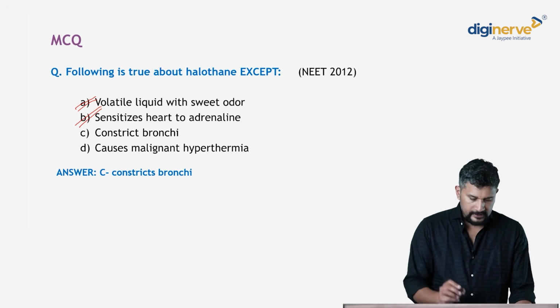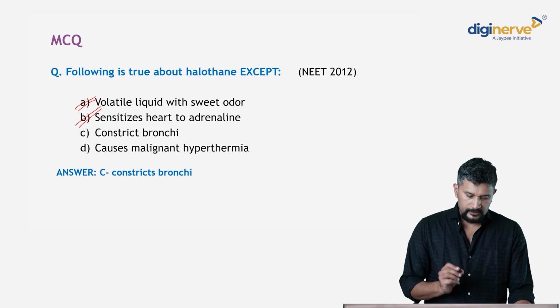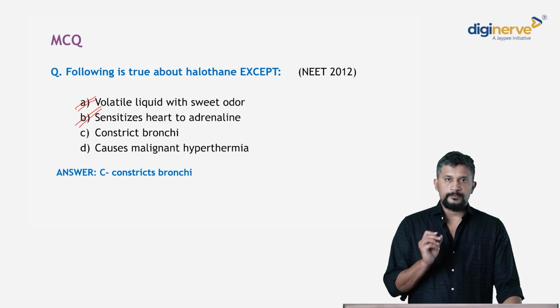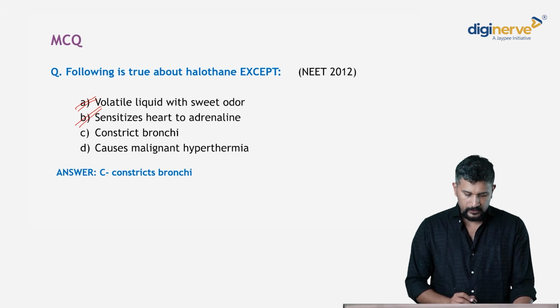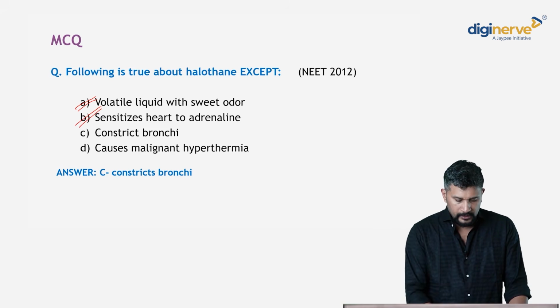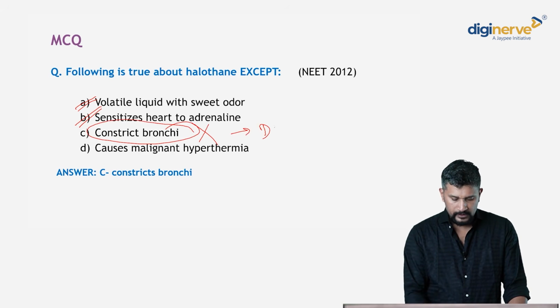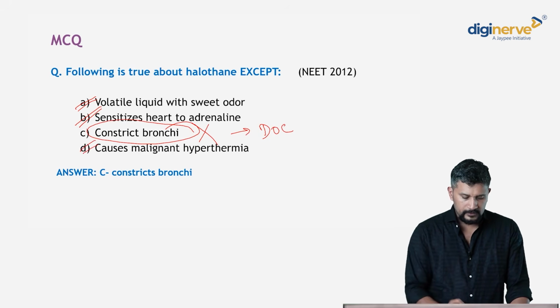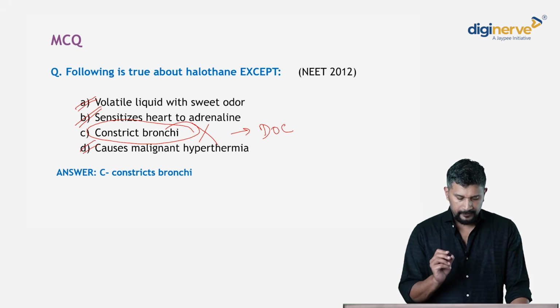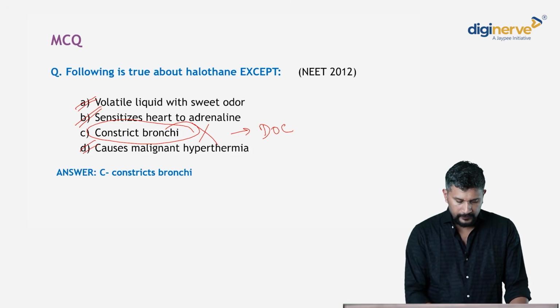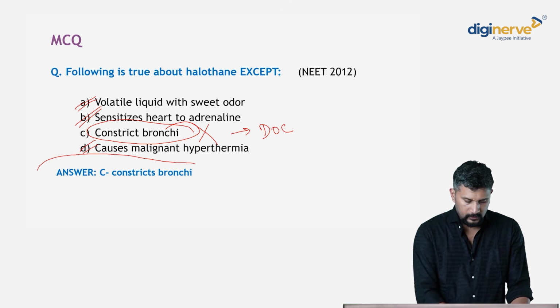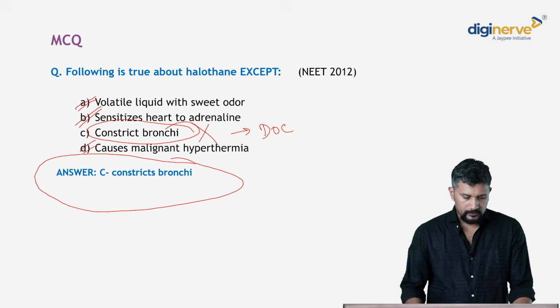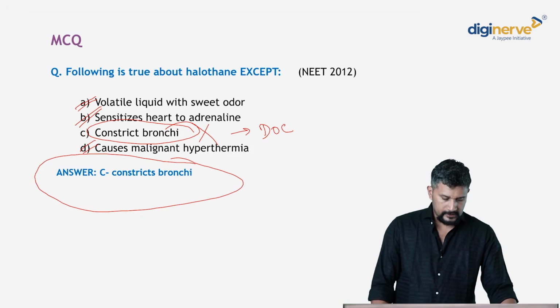We all know that it sensitizes the heart to adrenaline. So therefore you would not use it in patients who are receiving high doses of adrenaline infusion. It does not cause constriction of bronchi. It results in bronchodilation. So therefore it is a drug of choice in bronchial asthma, and it can have an incidence of malignant hyperthermia. So all of the other statements are true. It, however, does not cause constriction of the bronchi, and therefore the correct answer is C.